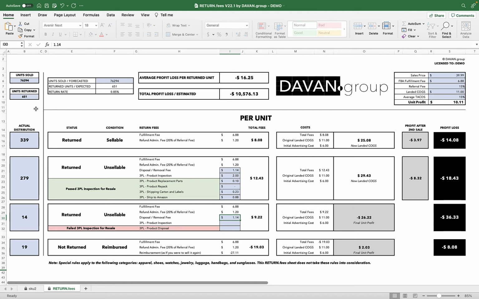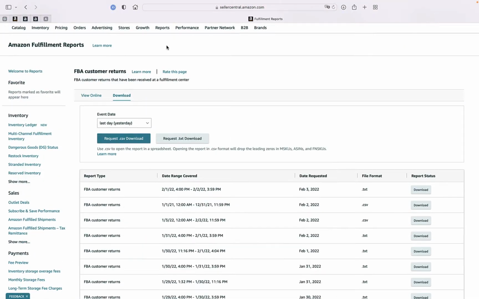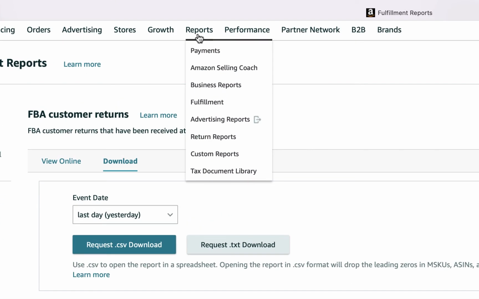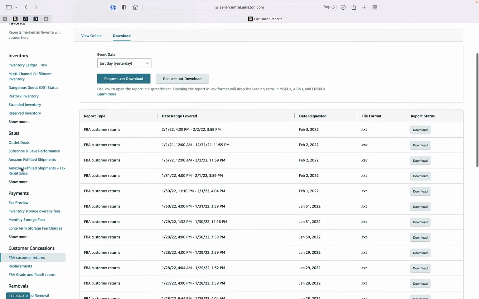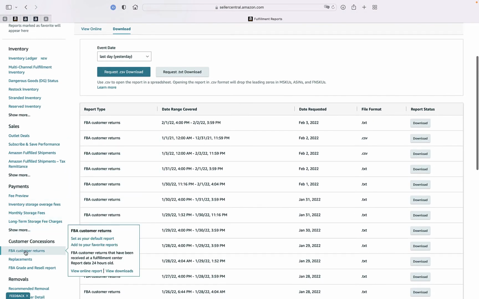Yeah, and for that, let's dive into Seller Central. So once you're in Seller Central, you want to click on the Reports menu and then Fulfillment. This will take you to the Amazon Fulfillment Report section. On the side, you can scroll down to find, under Customer Concessions, FBA Customer Returns. This is the report we want to look at.